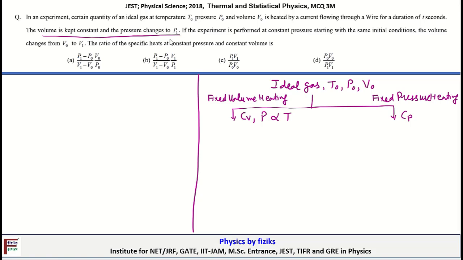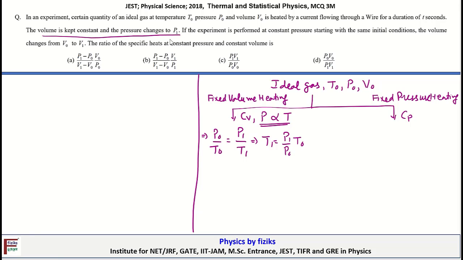Okay, so that means for the fixed volume heating, P by T is equal to constant, as we notice from here. Therefore P0 by T0 is equal to P1 by T1. P1 is the change in pressure given to us, and we assume the corresponding change in temperature is T1. So T1 is equal to P1 upon P0 multiplied by T0.